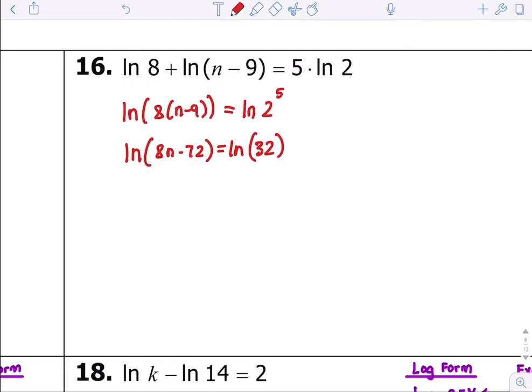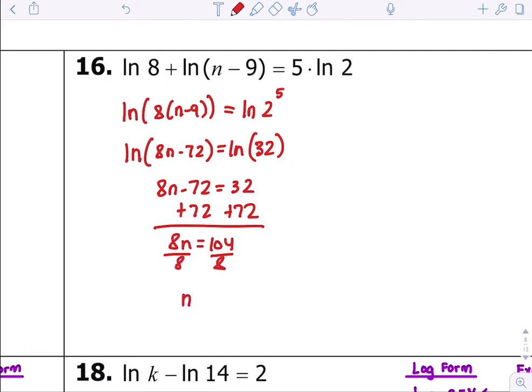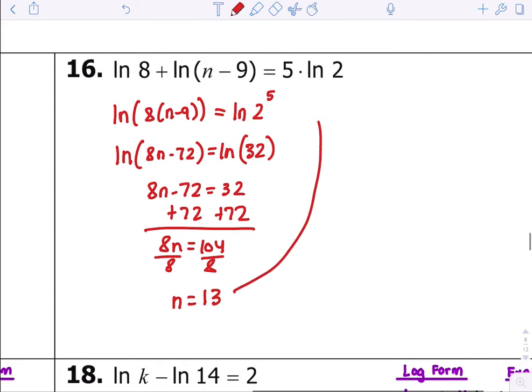Alright, so now we got natural logs on both sides, so now let's have one singular natural log on both sides, so let's set the parentheses equal to each other. 8n minus 72 is equal to 32, and now let's solve. Plus 72, 8n is equal to 104, divide both sides by 8, n is equal to 13. Make sure to plug 13 in for n to make sure. I know it will give us a positive, so n is equal to 13.